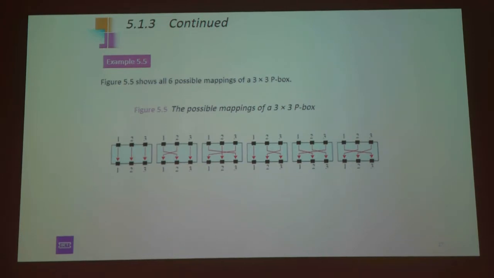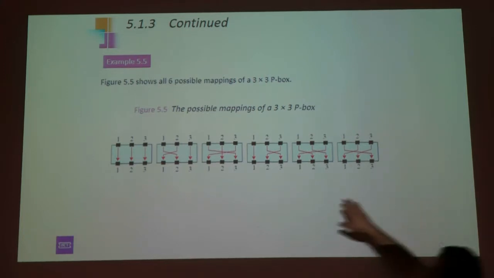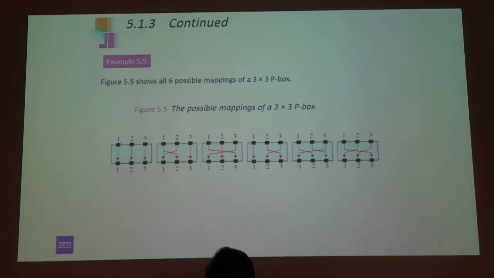So in here, the figure shows all 6 possible mappings of a 3 by 3 P-box. First of all, is this expansion, straight, or compression? Straight. Thank you so much. It's a straight one. So these are all the different possibilities for the permutations.